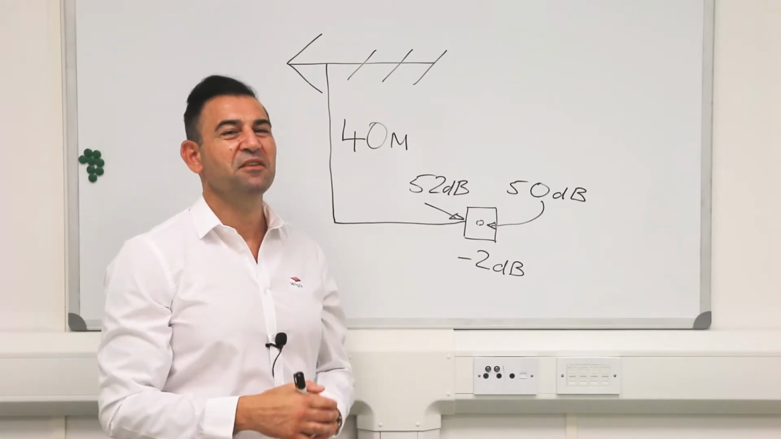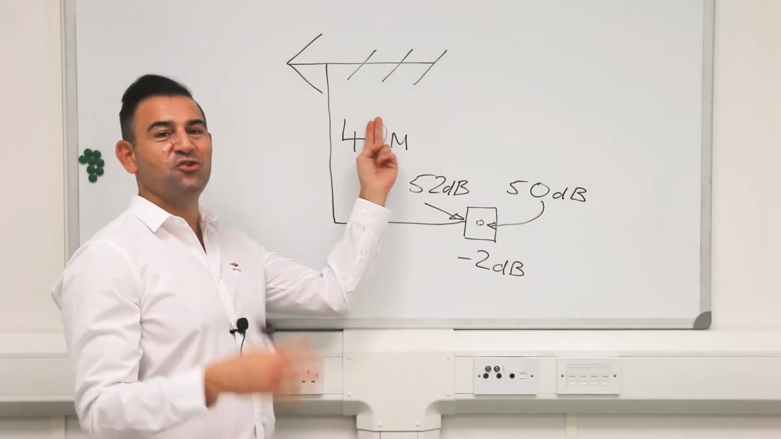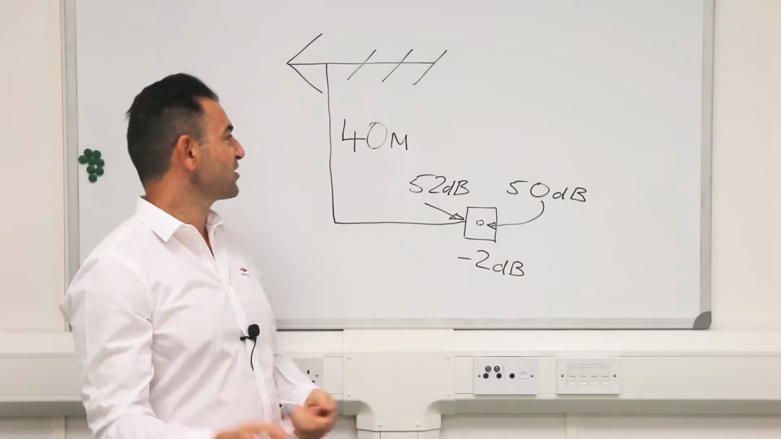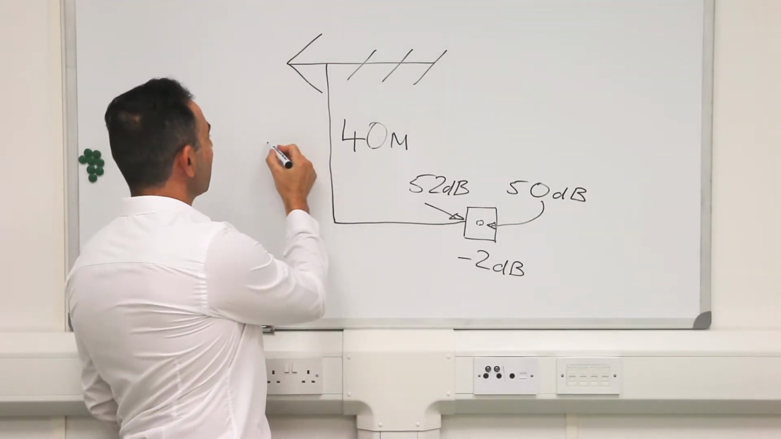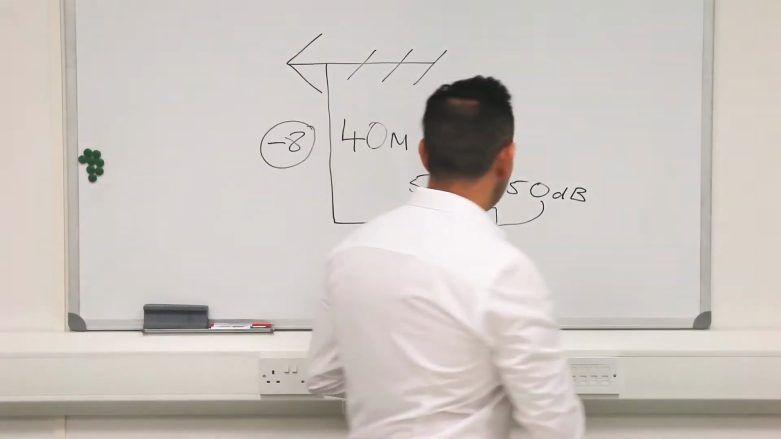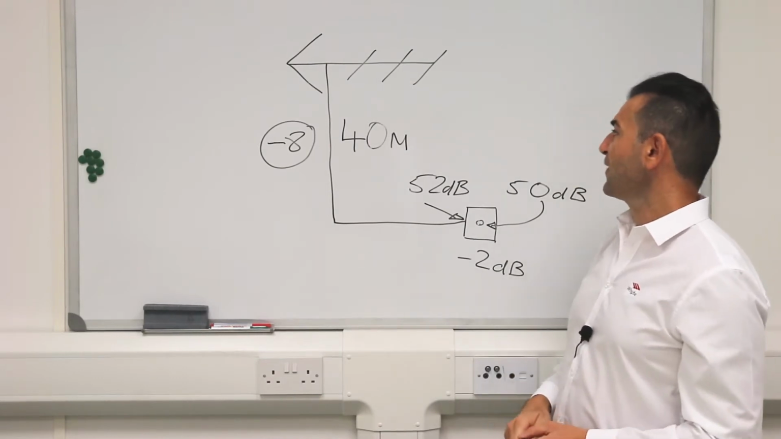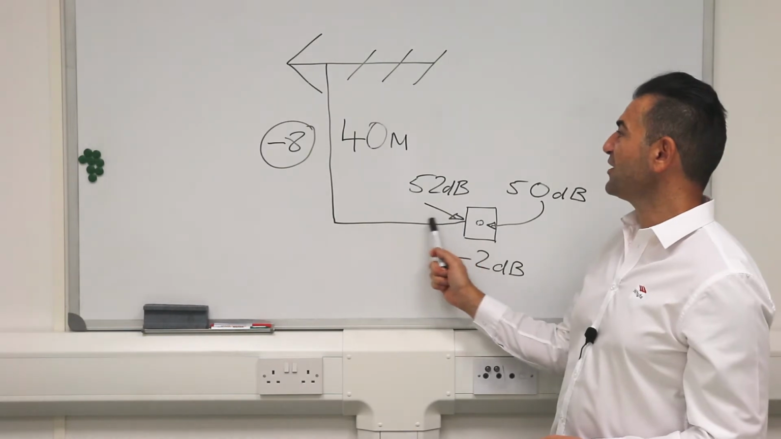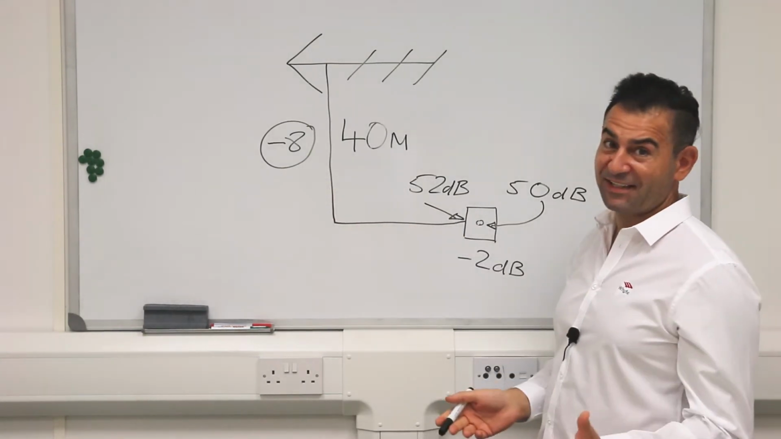A simple way of doing it for me is cover up the 0 and go 2 dBs loss times 4. 2 4s are 8. So my loss, I always put my losses in a circle, so my loss is going to be minus 8 dBs. Okay, that's my loss, 8 dBs. Therefore, if I need 52 dBs going into the outlet plate and I'm going to lose 8 on the way down, 52 plus 8 is 60.